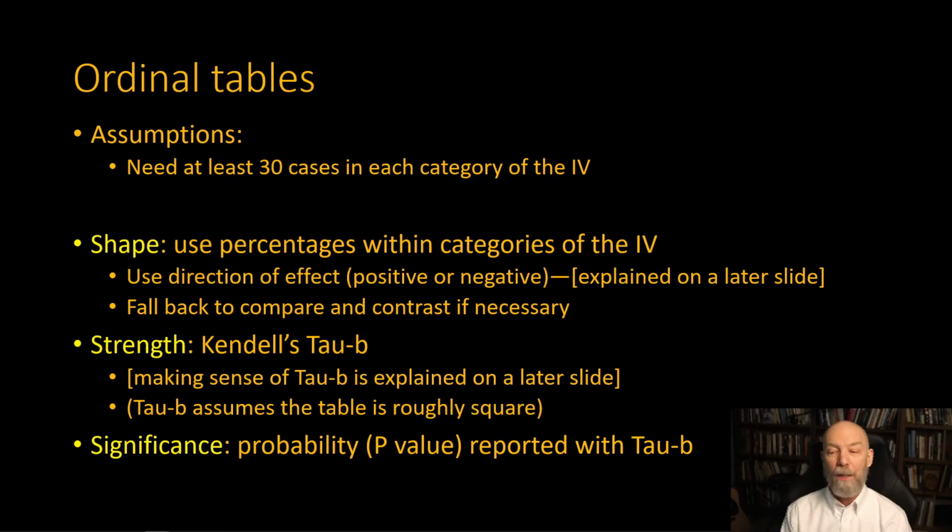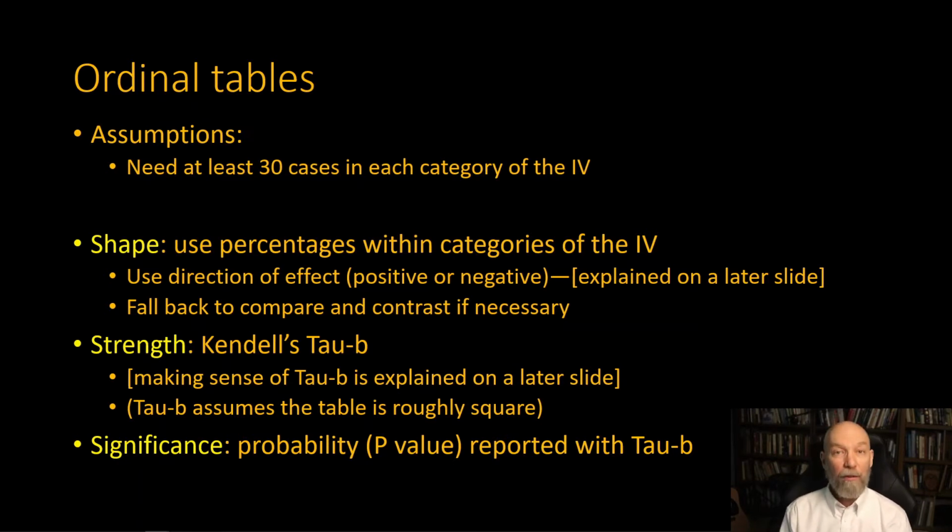Now, tau b, more about that on a later slide, assumes the table is roughly square. Saying a table is square would mean that your independent variable has roughly the same number of categories as your dependent variable. So if it's a 3 by 4 table, it's a rectangle, but it's roughly square. If it's a 2 by 35, you have male, female, and then 35 categories in the dependent variable, then you're a long way from a square table. It's a very stretched out rectangle, and tau b isn't your best choice.